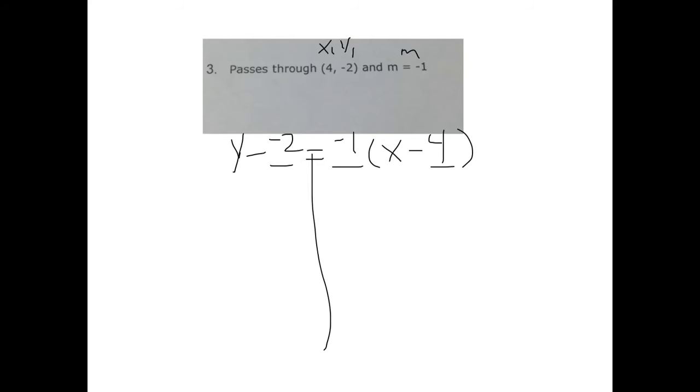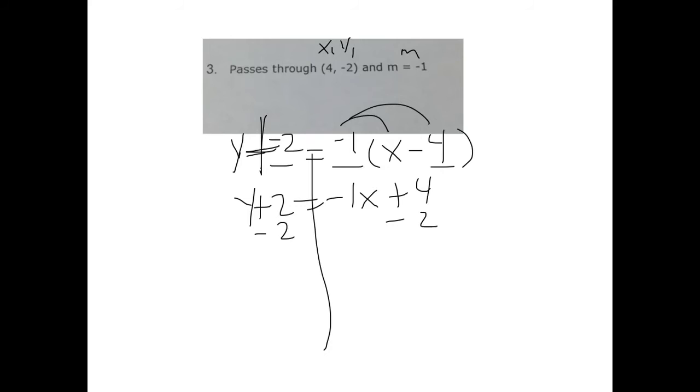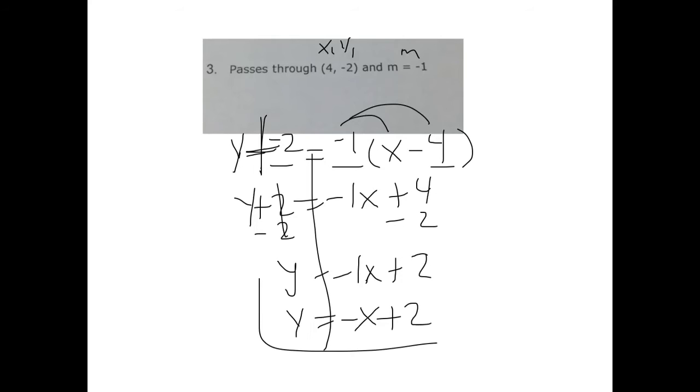Draw my line down. Minus and minus changes to a plus, so this becomes y plus 2. Distribute the negative 1, so that becomes negative 1x and positive 4. Get rid of the plus 2 by doing a minus 2 to both sides. Y equals negative 1x. 4 minus 2 is positive 2. So we just dropped the 1, so it's just y equals negative x plus 2. And these are both really the same thing.